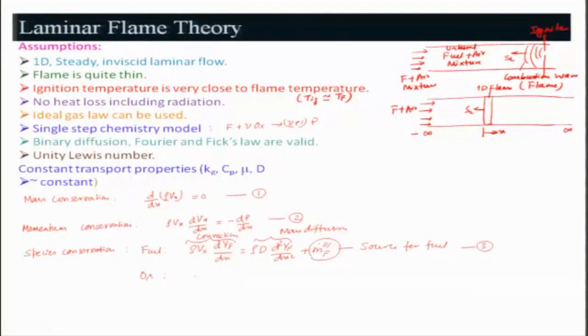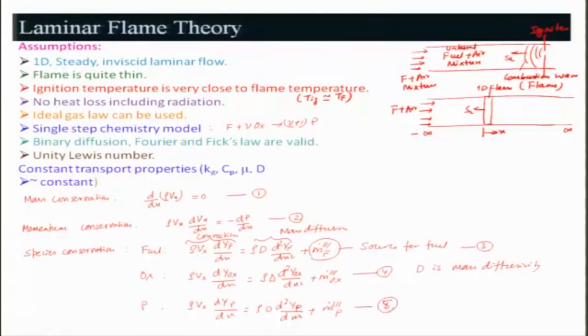Similarly, for the oxidizer, rho vx dYo/dx equals rho D d squared Yo/dx squared plus the oxidizer source term, where D is the mass diffusivity, and for the product it will be rho vx dYp/dx is equal to rho D d squared Yp/dx squared plus m dot triple dash product, that is equation 5. And similarly, we can write down the energy equation.